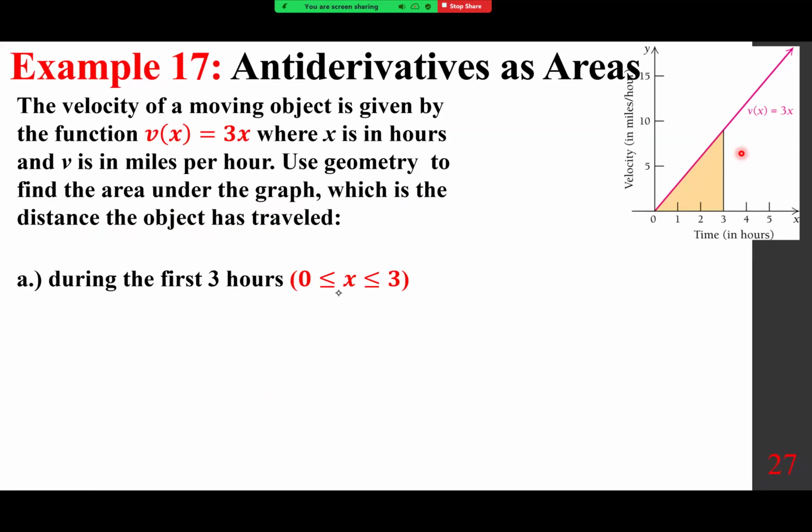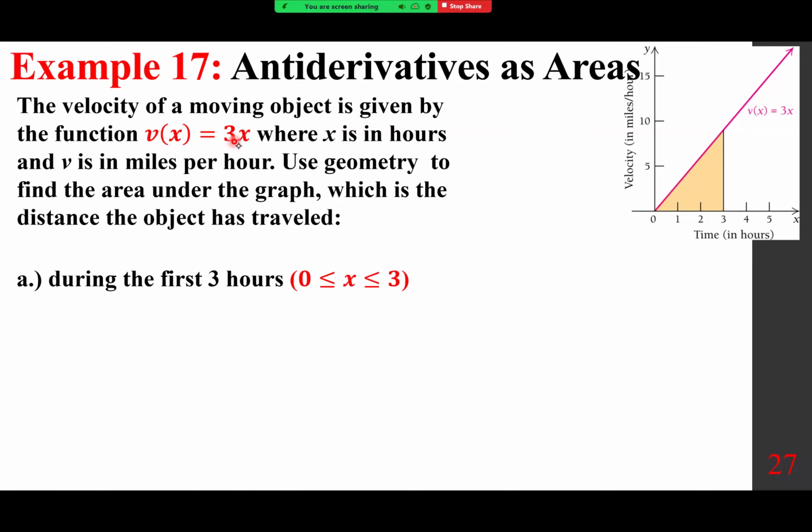So we want x to be between 0 and 3. So this is the area we want. This is the velocity function. This is the time. As you know, if it was a constant, the distance would be r times t, the rate or the speed times the time. But it's not. It's a function of x.